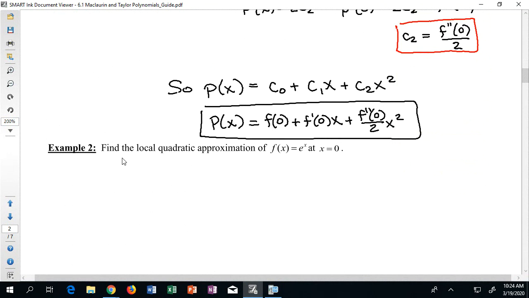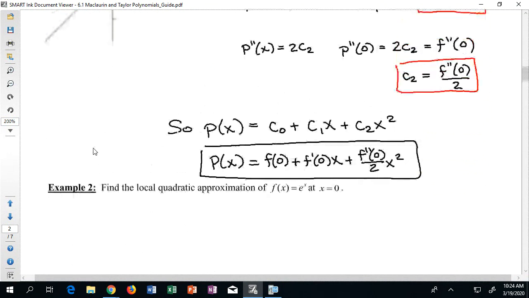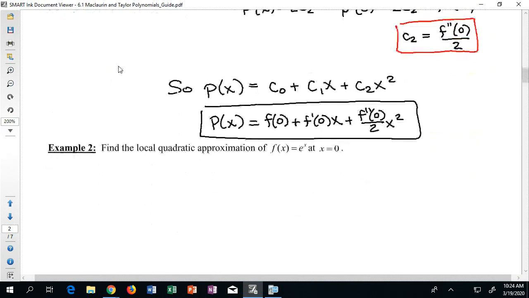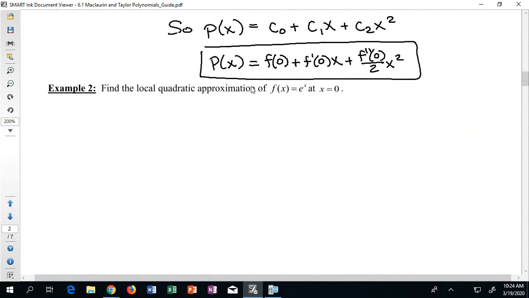Example 2. Find the local quadratic approximation of e to the x at x equals 0. Let's see if it actually comes out as this formula. I'm going to use the boxed formula up here to help me. All right, so let's see what we got. We see that I just need to find each of these coefficients.